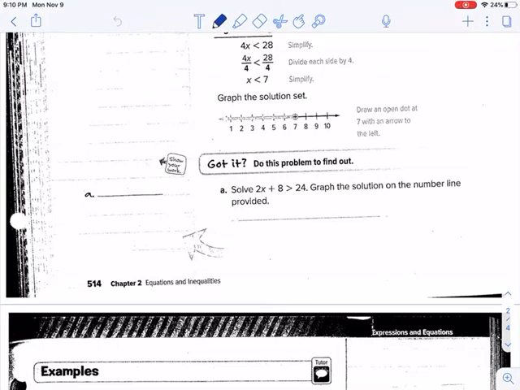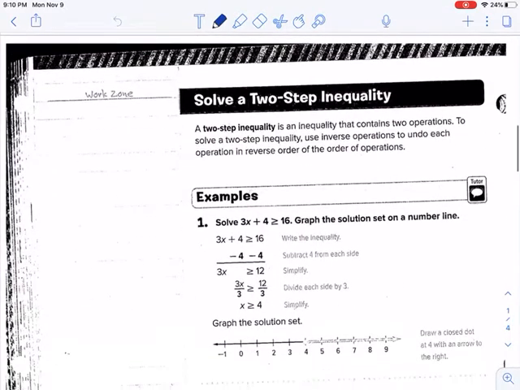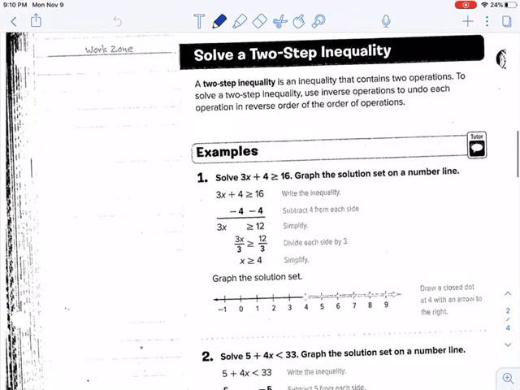All right, I am on page 514. This is the last lesson in our chapter on equations and inequalities. All right, so we're going to solve a two-step inequality.